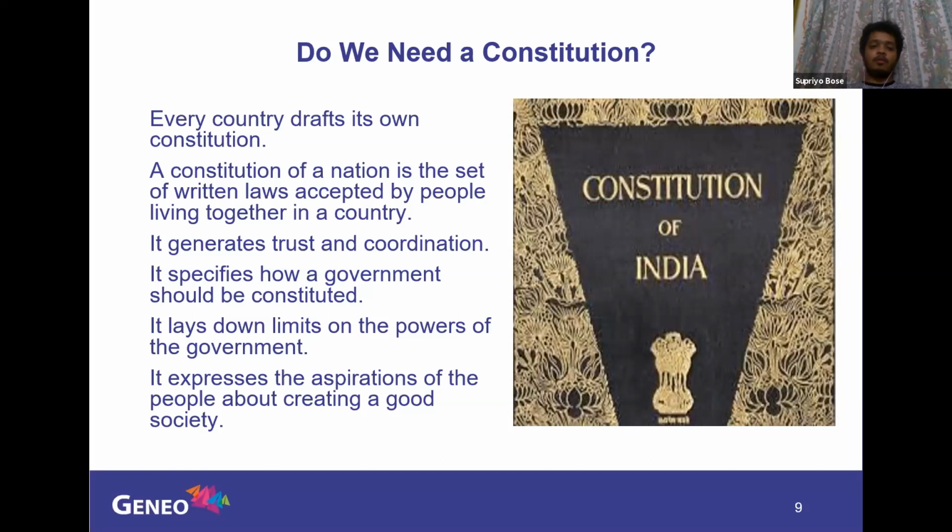इट स्पेसिफाइज हाउ अ गवर्नमेंट शुड कॉन्स्टिट्यूट. ये देखो, ये देश कैसे चलेगा, ये गवर्नमेंट कैसे इस देश को रूल करेगा, ये सारी चीजें इस कॉन्स्टिट्यूशन में लिखा हुआ है. इट लेज डाउन लिमिट्स ऑन द पावर्स ऑफ द गवर्नमेंट.